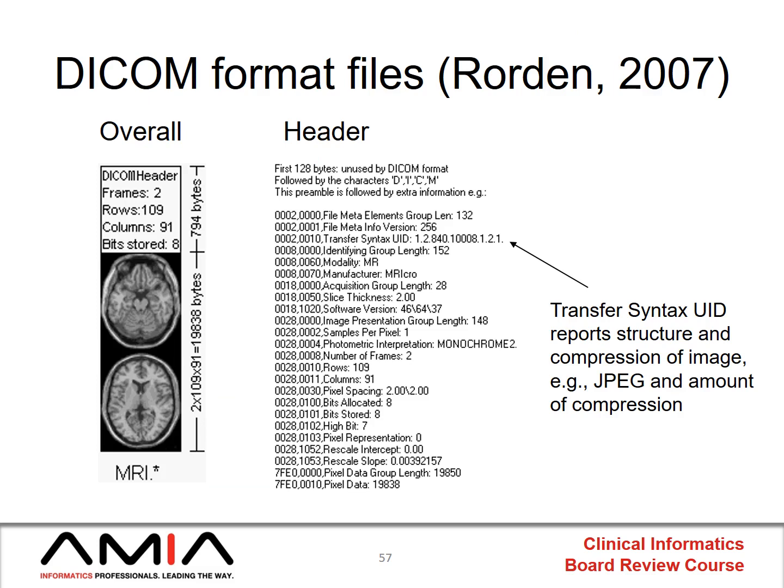This slide shows a depiction of a DICOM message. The format has a header and then the image proper. The header contains a variety of metadata. It includes information about the structure of the image, the modality, the software format of the image, such as JPEG, if there's compression, how much compression there is, and so forth. And then after the header comes the image itself.